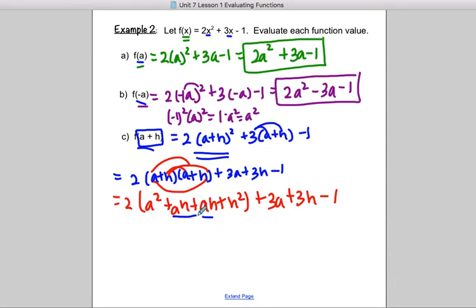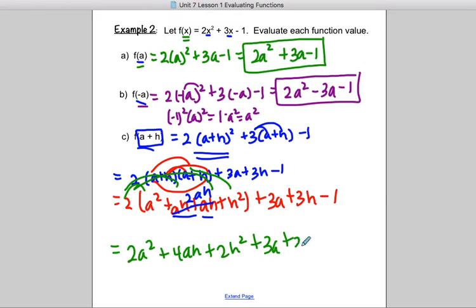I have ah plus ah, so now I will have 2 ah's. Can combine those. Nothing else in here can be combined. So I'm going to distribute my 2 now. So I will have 2a squared plus 4ah plus 2h squared, and then I'll have plus 3a plus 3h minus 1.